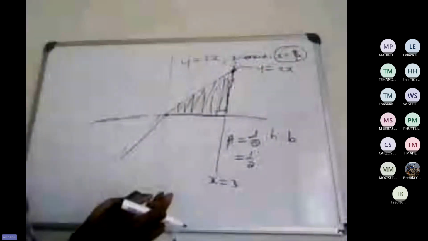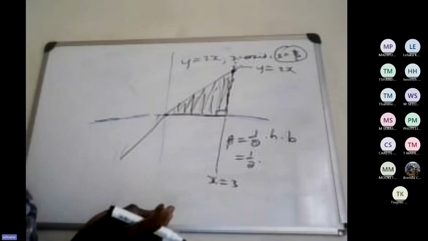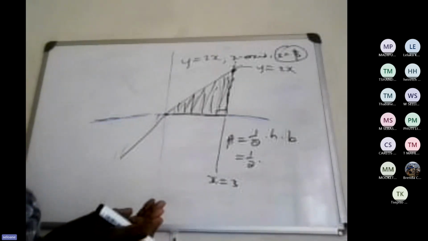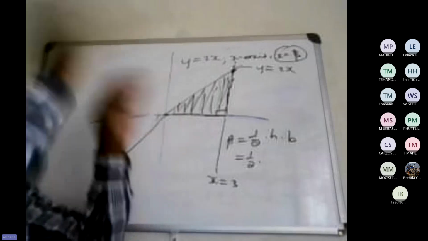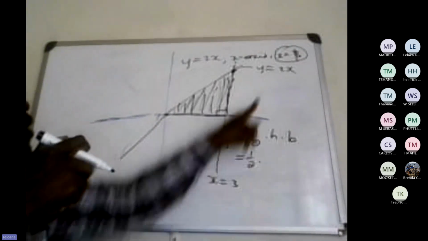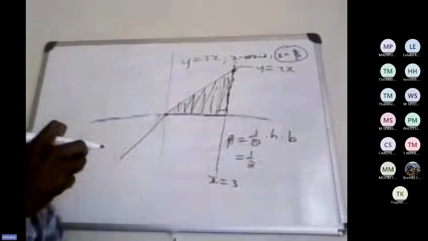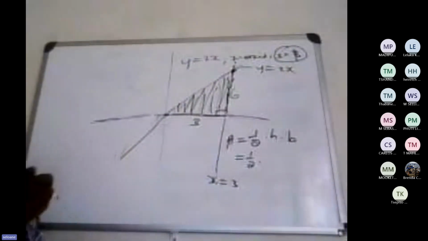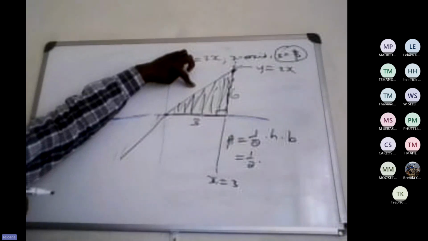Generally, to find the point of intersection of two curves, it will be via simultaneous equation. But here we can't even talk about simultaneous equation because this is just x is equal to 3. Then you replace x here by 3, you get 6. Therefore, from here to here is 6. From here to here is 3. Then you can now find this.